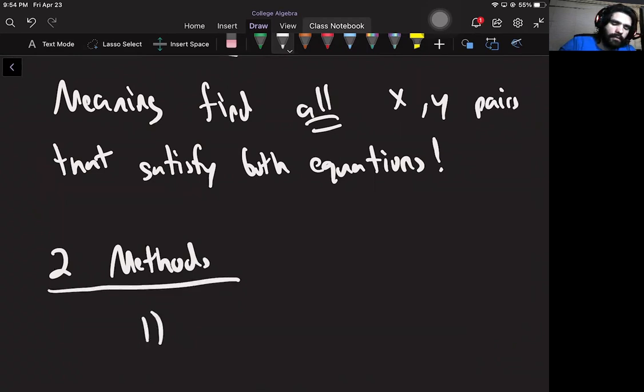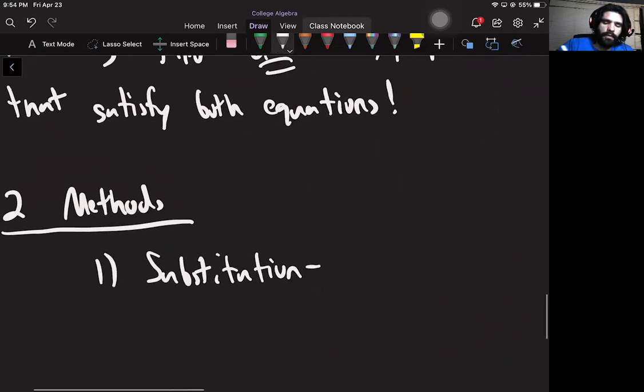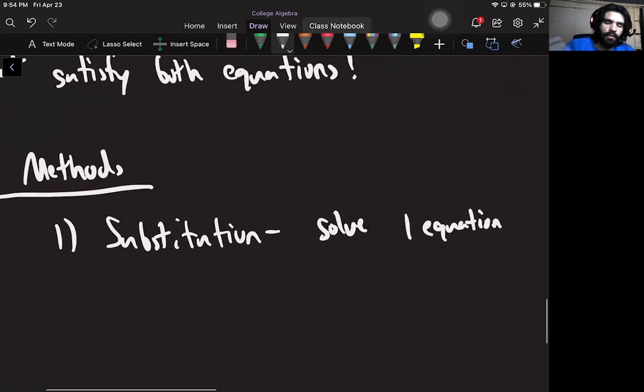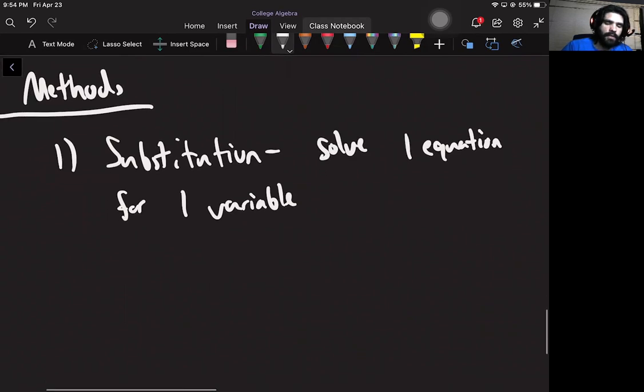The first method is called substitution. And it goes like this. You solve one of the equations, dealer's choice, whichever equation you want. Solve one equation for one variable. Again, dealer's choice, whichever variable you want to solve for. So that's going to be the first step.